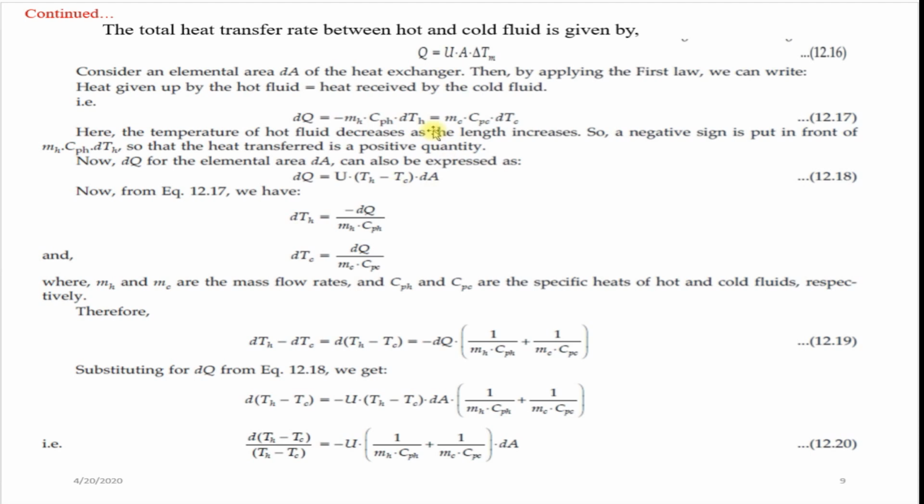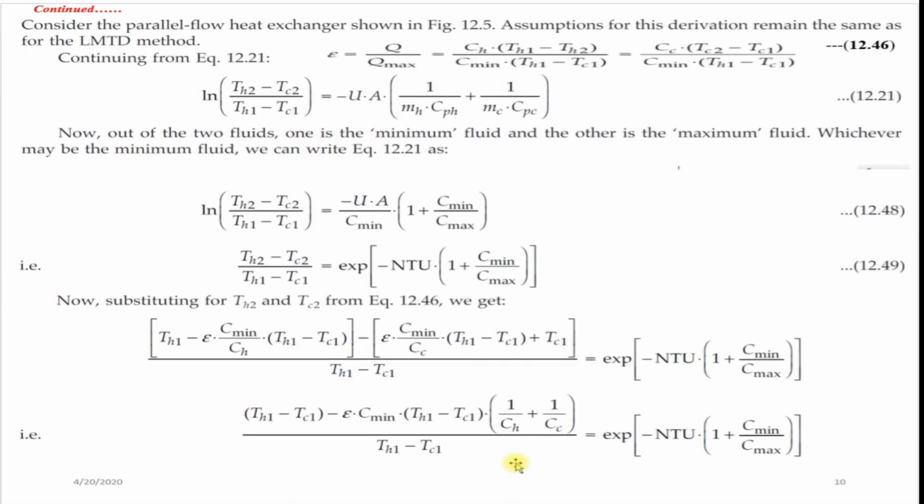So from this equation, dTh equals minus dq by mH CpH and dTc equals dq by mC CpC. The difference dTh minus dTc is written here in this equation. Finally, we will get d(Th minus Tc) divided by (Th minus Tc) equal to minus U into (1 by mH CpH plus 1 by mC CpC) into dA. This equation is only for a small elementary area dA. For the whole area of the heat exchanger, we need to integrate.